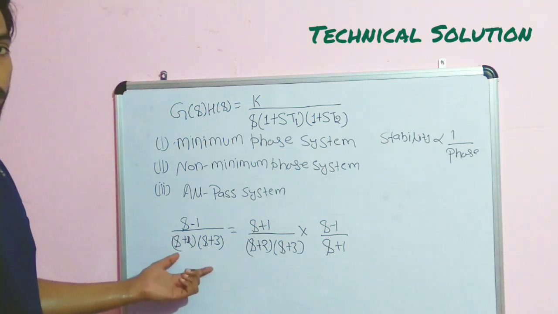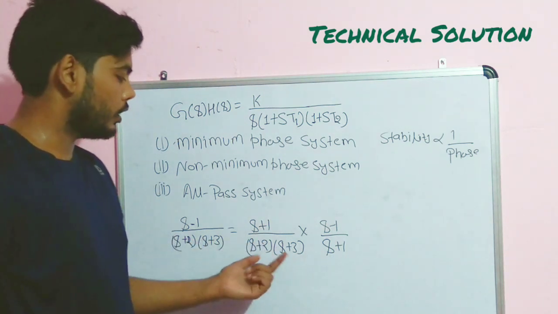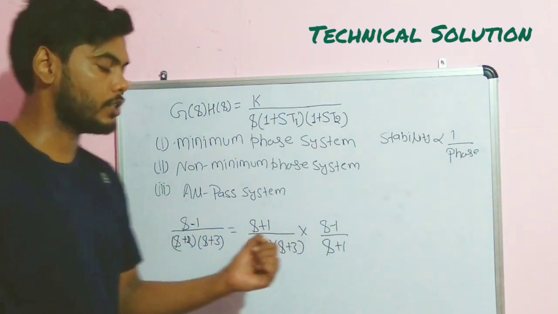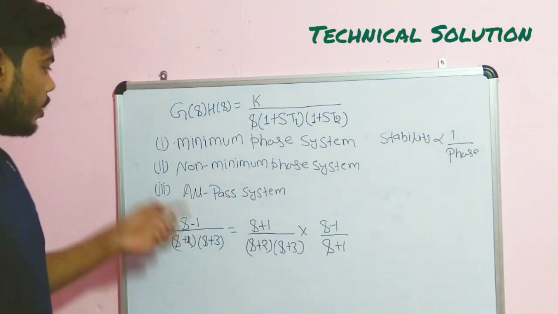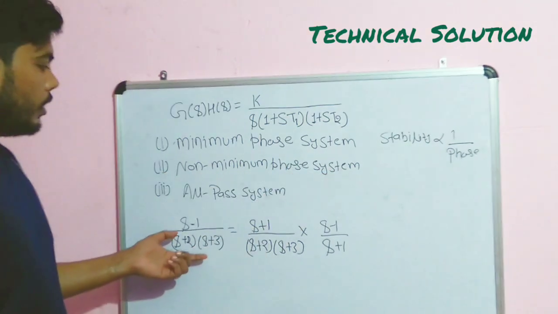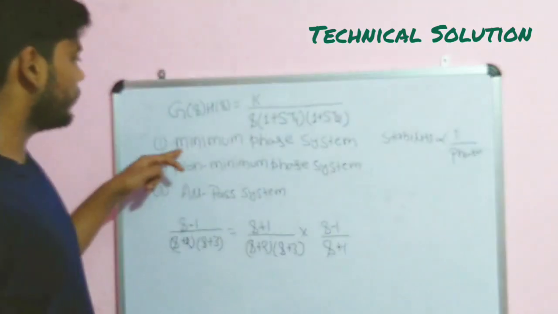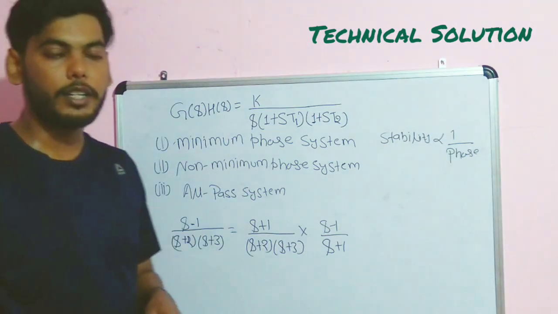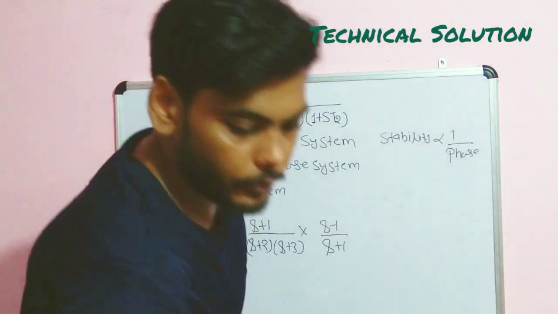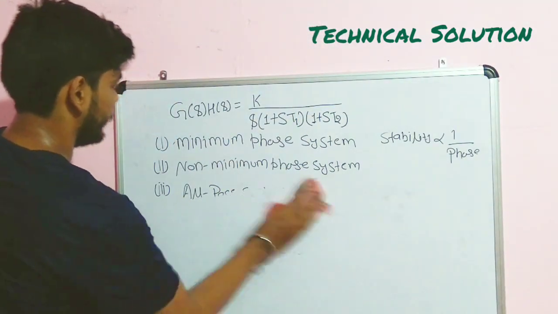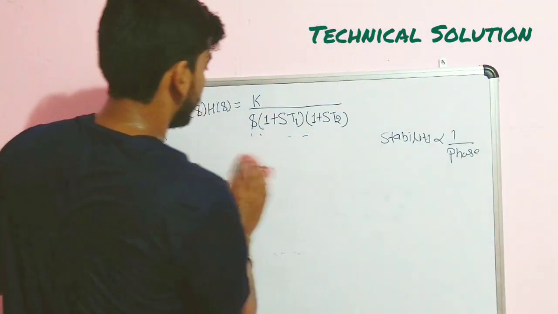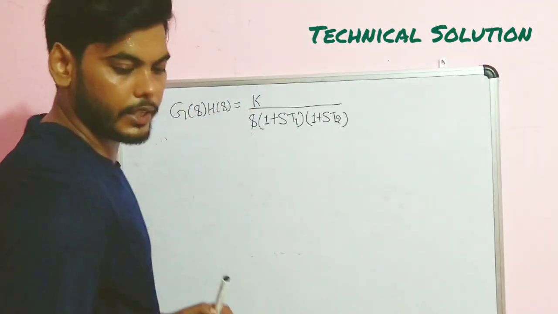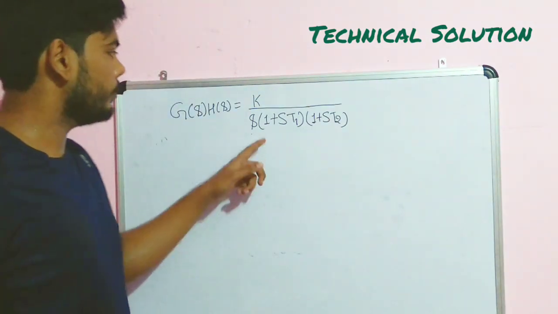So the phase of the non-minimum phase system is equal to the phase of the minimum phase system plus the phase of the all pass system. So we can say that the phase of the non-minimum phase system is more than that of the minimum phase system and all pass system. So the non-minimum phase system is an unstable system.